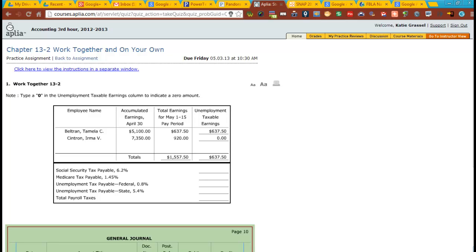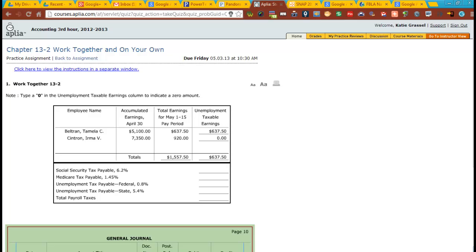So why did I do this? This is the important part. This is going to be the one that's going to hurt your brain. This is the hardest part of the chapter. What we just did is we calculated how much money we have to pay taxes on for unemployment and how much money we have to pay taxes on for Social Security and Medicare. We already determined nobody has exceeded the tax base for Social Security and Medicare.